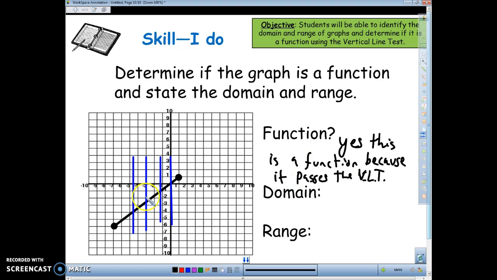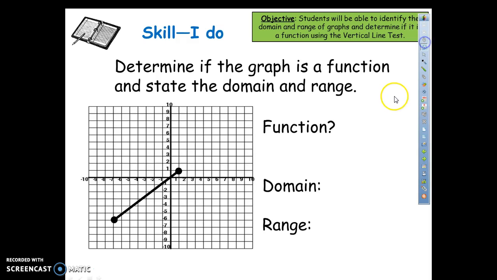The domain remembers our x values, and those run from -7 to 1, -7, comma, to 1. And those are brackets. Notice I'm including those values. And the range, these are my y values. So those run from -6 all the way up to 1. Okay. Let's look at another example.